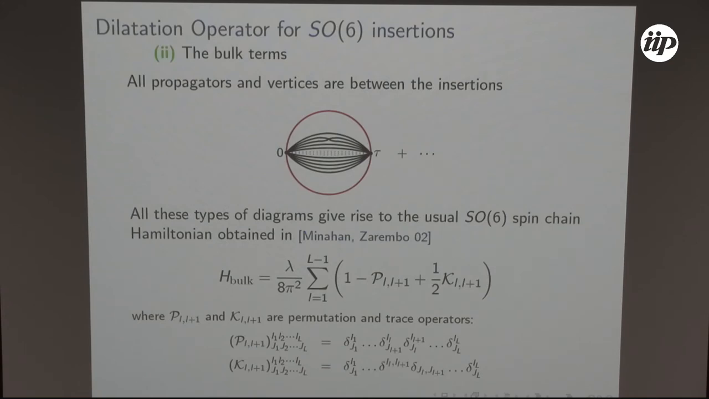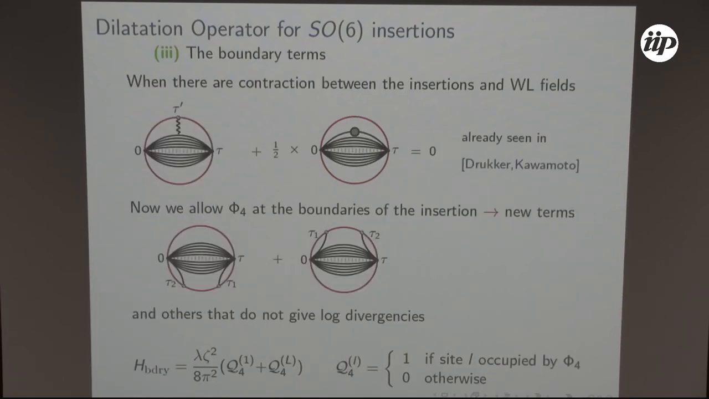Okay, this is not surprising. The new thing, what is characterizing the kind of open problem we are dealing with, is the boundary terms, right? And the boundary terms are due to the interaction between the insertions and fields in the Wilson loop. So let me just discuss a few contributions.